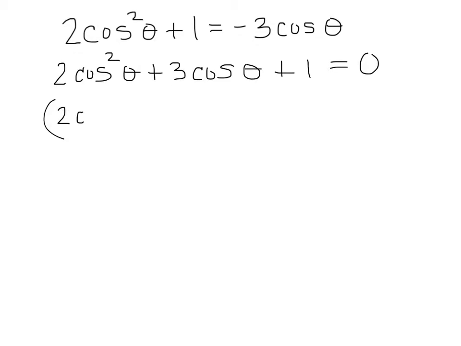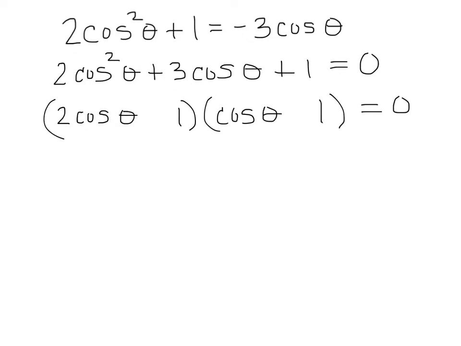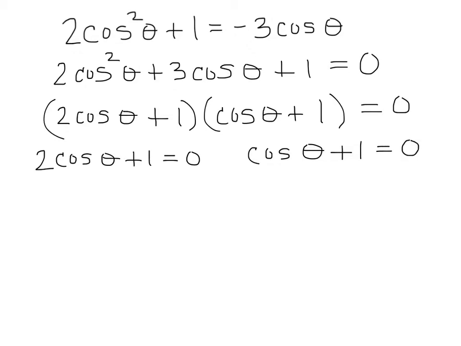We have 2 cosine theta, and then we have a cosine theta over here. And this is equal to 0. The only numbers that multiply to 1 at the back are 1 and 1. Because the middle term needs 3 cosine theta, both of the binomials have to have a plus sign. Using the zero product property, we set each piece equal to 0. 2 cosine theta plus 1 has to equal 0, and cosine of theta plus 1 has to equal 0.